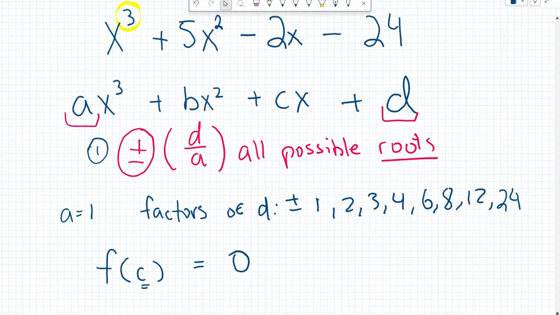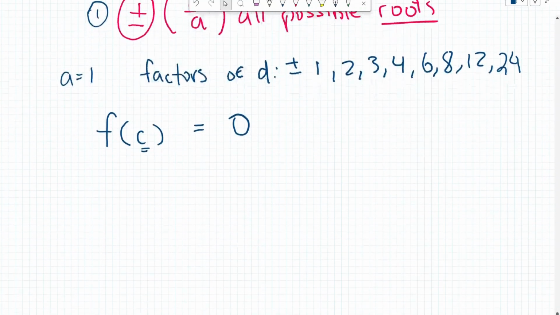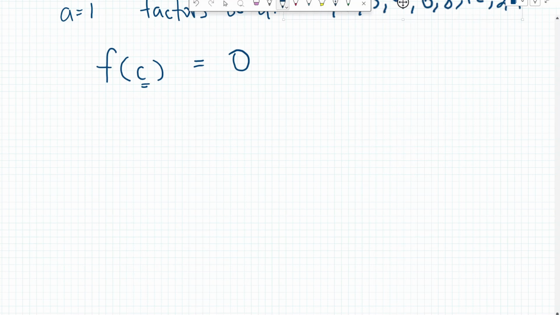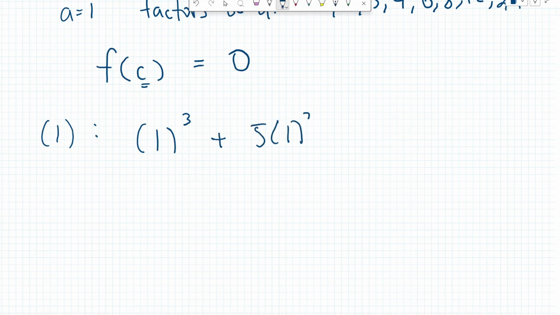The best trick is usually to start with the lower numbers, as they're easier computationally to plug in, and most of the time they do work. So let's get started. Let's start with 1. That's going to be our test at the beginning. So let's do 1 cubed plus 5 times 1 squared minus 2 times 1 minus 24.